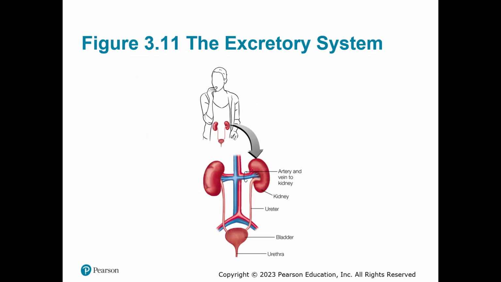All right, here's that excretory system. Some of our nitrogenous wastes and things like that will go through the bloodstream to the kidneys, where everything is sort of filtered out, put into the urine, stored in the bladder, and then excreted from the body through the urethra in the form of urine.